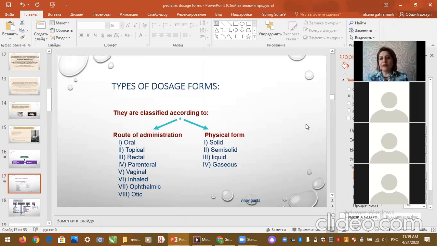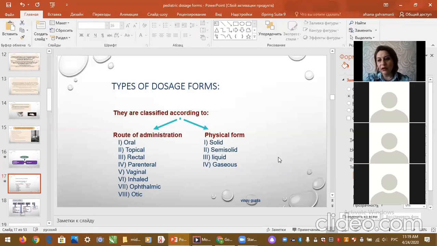Types of dosage forms I want to repeat with you. Classified according to route of administration and physical form. Route of administration, if you remember: oral, topical, rectal, parenteral, vaginal, ophthalmic, otic, and others. Physical forms: solid, semi-solid, liquid, and gas form.